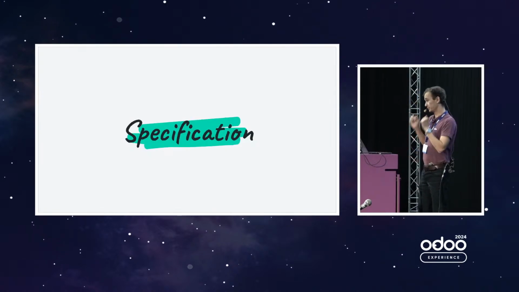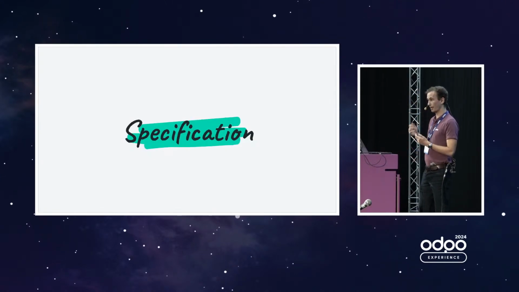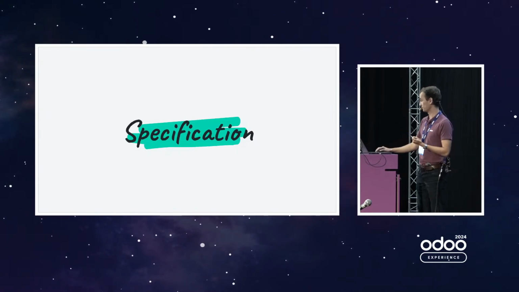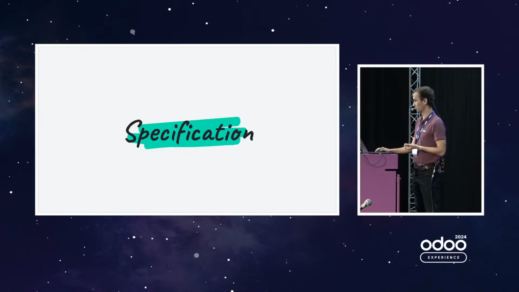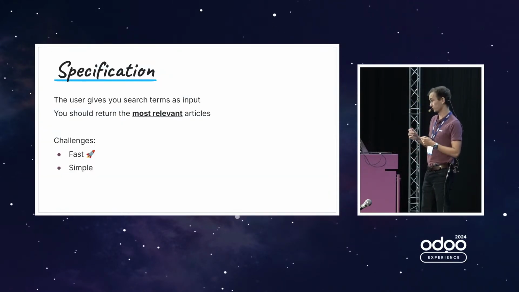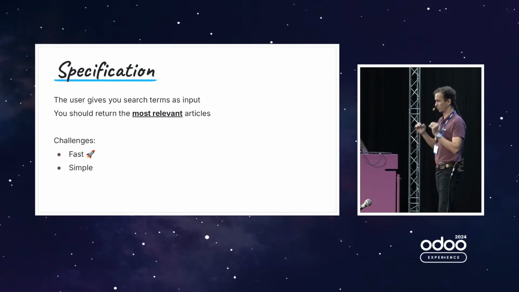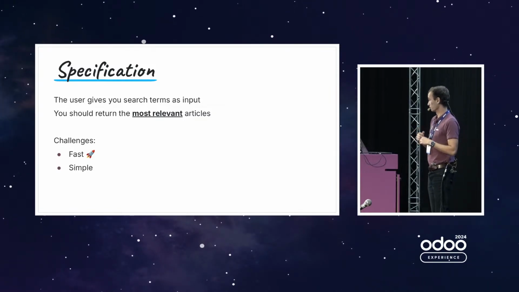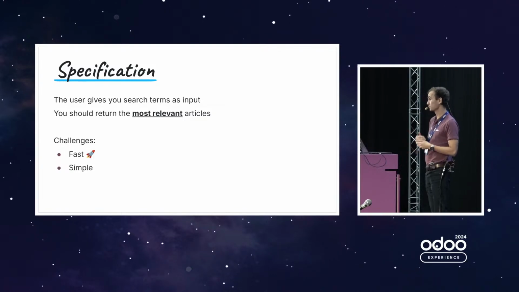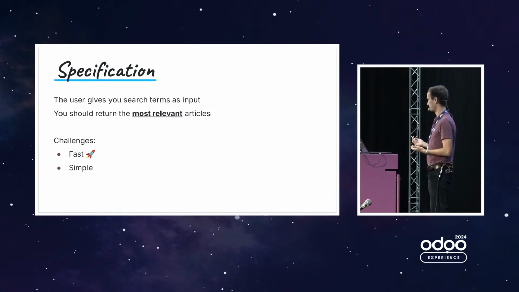In this talk, I will explain exactly how I implemented that, and we'll start by giving a small specification of the problem we have and how I solved it. The specification is really simple. We just want a search engine, and we want the user to give search terms as input, and we should return the most relevant articles.